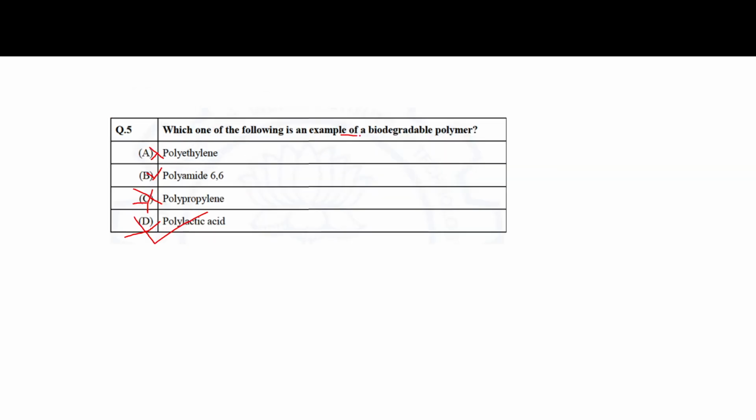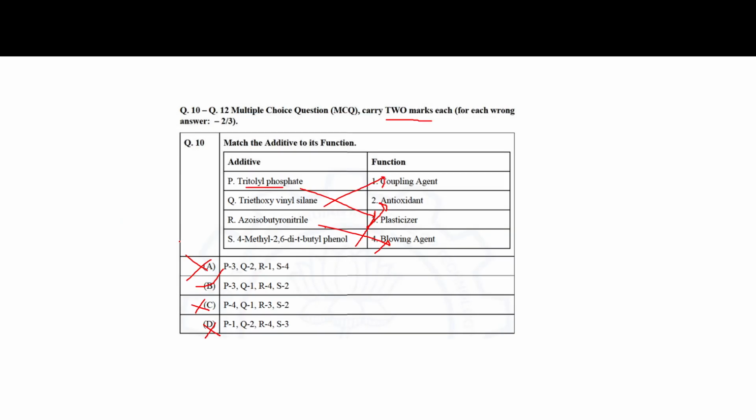Which of the following is an example of a biodegradable polymer? Polylactide is the biodegradable polymer. Then we talk about blowing agents. Blowing agent is azobisisobutyronitrile. Phenol with antioxidant: when there is phenol or hydroxyphenol, all of these are antioxidants. When there is phosphate, phosphates are plasticizers, and when there is silane, there are various types, in one polymer they can act as a coupling agent.